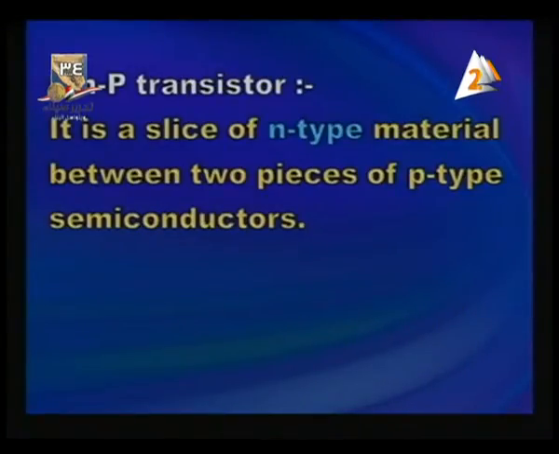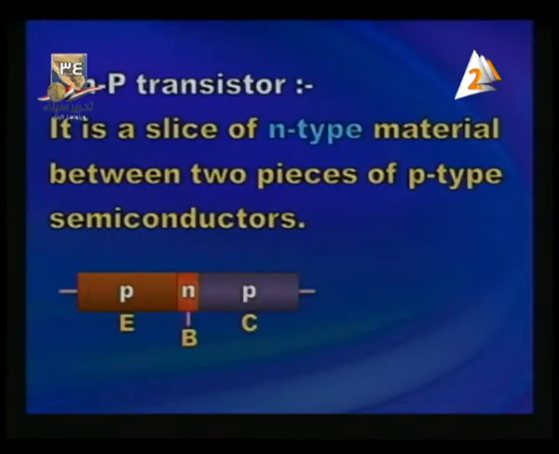Second type, it is PNP transistor. It is a slice of N-type, the base is made of N-type material between two slices of P-type semiconductor. Okay, base is made of N-type, emitter and collector are P-type semiconductors. And the symbol is shown in front of you right now. And never forget the direction of the arrow indicates the conventional direction of the positive charges.